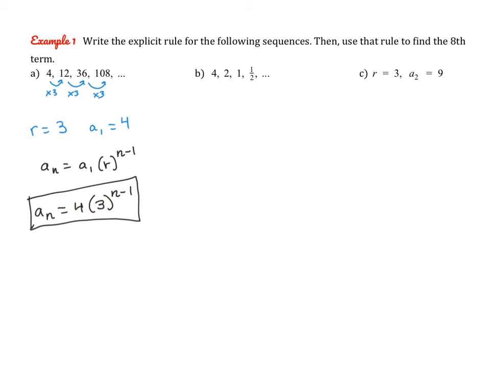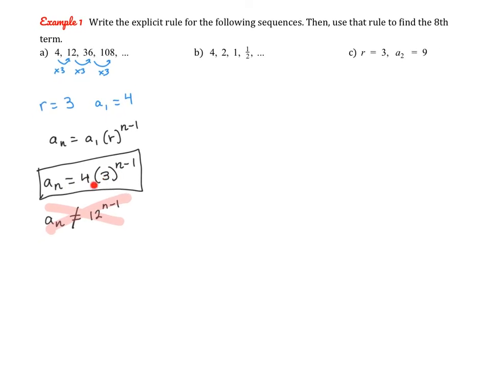So again, this is absolutely not equal to 12 to the power of n minus 1. Okay, this is a big no-no. Do not multiply these terms. It's a PEMDAS violation. Okay, so this is actually what our final rule will look like.